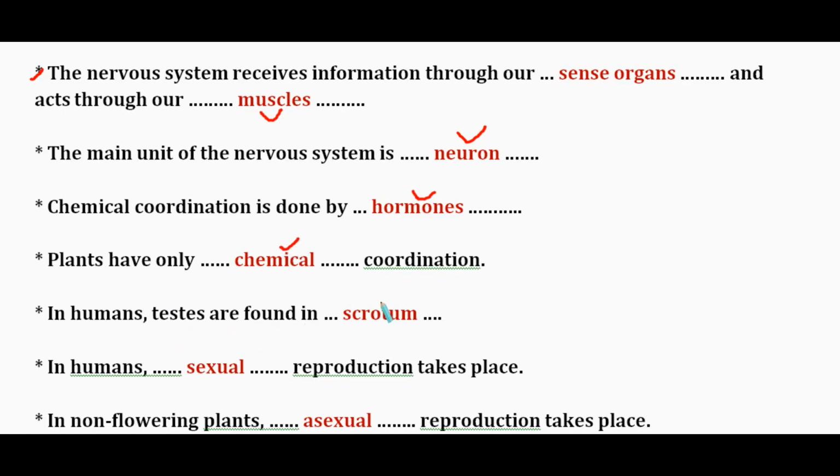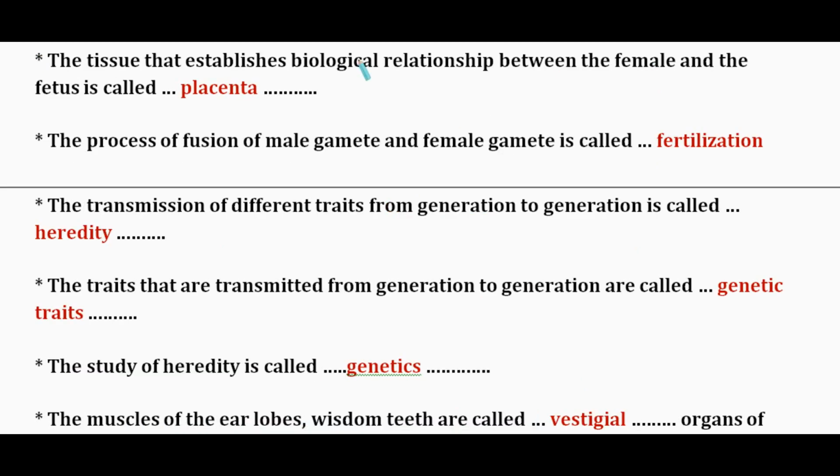In humans, testes are found in the scrotum. In humans, sexual reproduction takes place. In non-flowering plants, asexual reproduction takes place. The tissue that establishes biological relationship between the female and the fetus is called placenta. The process of fusion of male gamete and female gamete is called fertilization.